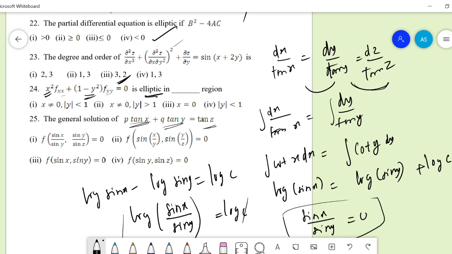Similarly, when you equate the other two terms, we will be getting sin y divided by sin z. So our solution is the first option. After this, various types of multiple choice questions are discussed here. Based on that, we can solve n number of multiple choice questions.